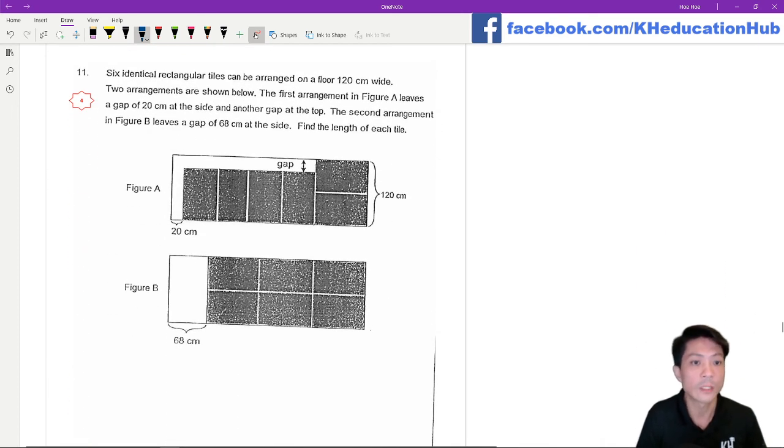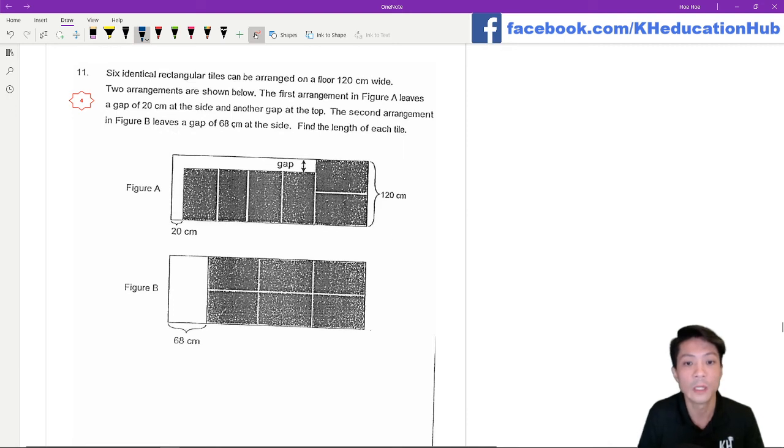Move on to question 6. This question is a bit unique. Okay, 6 identical rectangular tiles can be arranged on the floor of 120 cm wide. So 2 arrangements are shown below. The first arrangement in figure A leaves a gap of 20 cm over here at the side and another gap at the top over here. Okay, the second arrangement in figure B leaves a gap of 68 cm at the side. They want you to find the length of each tile.